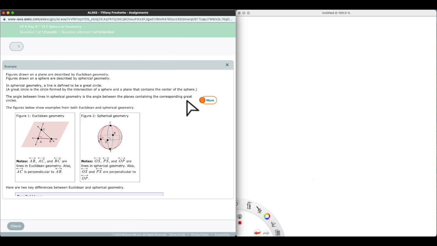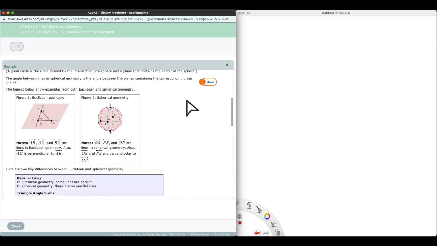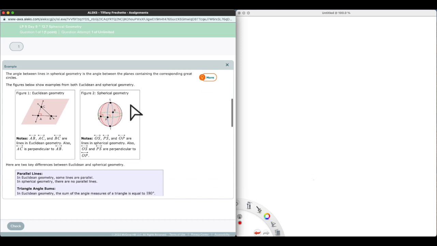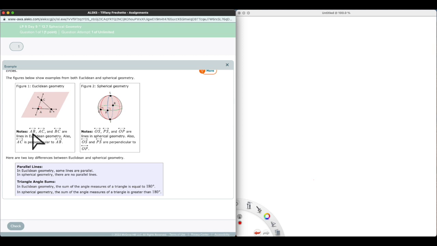The figure below shows examples from both Euclidean and spherical geometry. So we have line AB, line AC, and line BC, which are lines in Euclidean geometry. Also, line AC is perpendicular to line AB. So we can see we have three lines. They're all three intersecting in different ways, and we have two lines intersecting perpendicular to each other.